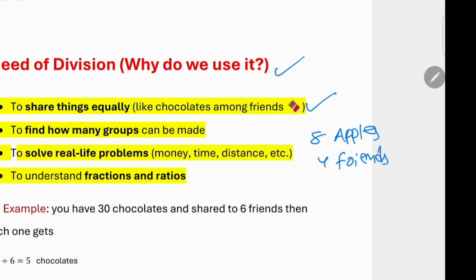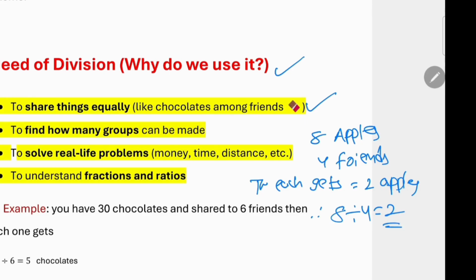Then each one gets how many apples? 2 apples. Therefore, 8 divided by 4 is equal to 2. I repeat again. You have 8 apples. Want to share with your 4 friends equally. Then each one gets 2 apples. Therefore, it can be shown that 8 divided by 4 is equal to 2.